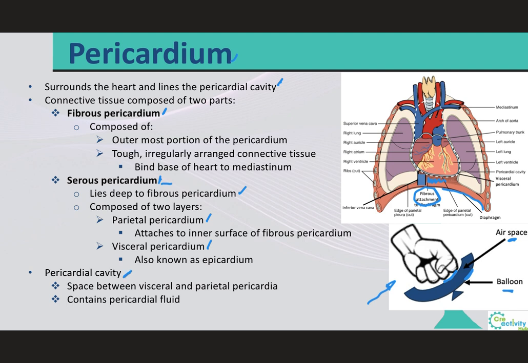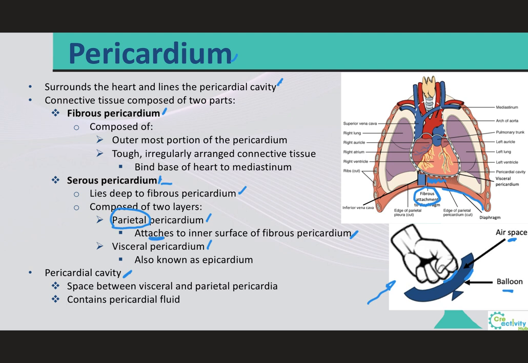The parietal pericardium, where the word parietal means wall of a cavity or hollow organ, will be the layer right after the fibrous pericardium. Therefore, it is the outer layer of the serous pericardium. It is important to note that there is no space between the fibrous pericardium and the parietal pericardium, as the parietal pericardium is going to be firmly attached to the fibrous pericardium.